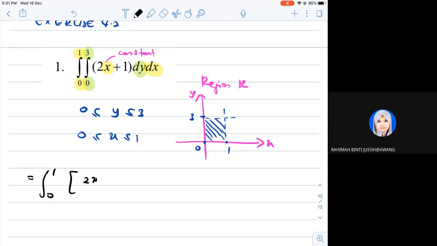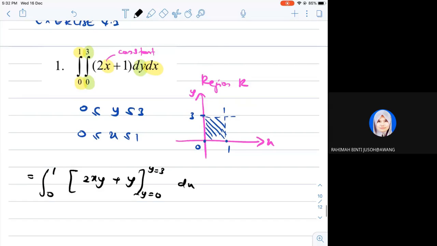It becomes 2xy, because x is just a constant. So integrate with respect to y, we get 2xy, plus integrate 1 with respect to y, of course we get y. Substitute the limit y equals 0 and y equals 3, dx.